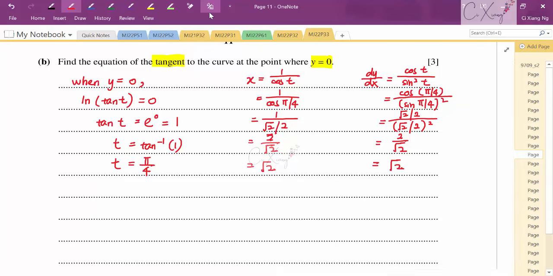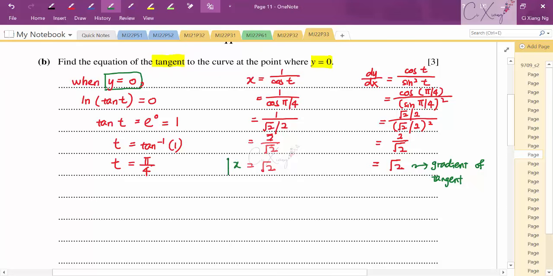Now I have all the information that I need to form the equation of the tangent. You can see that this is the gradient of the tangent, and we need the coordinate. We have the coordinate for the point where y equals 0 and x equals square root 2. So we can start forming the equation of the tangent now.